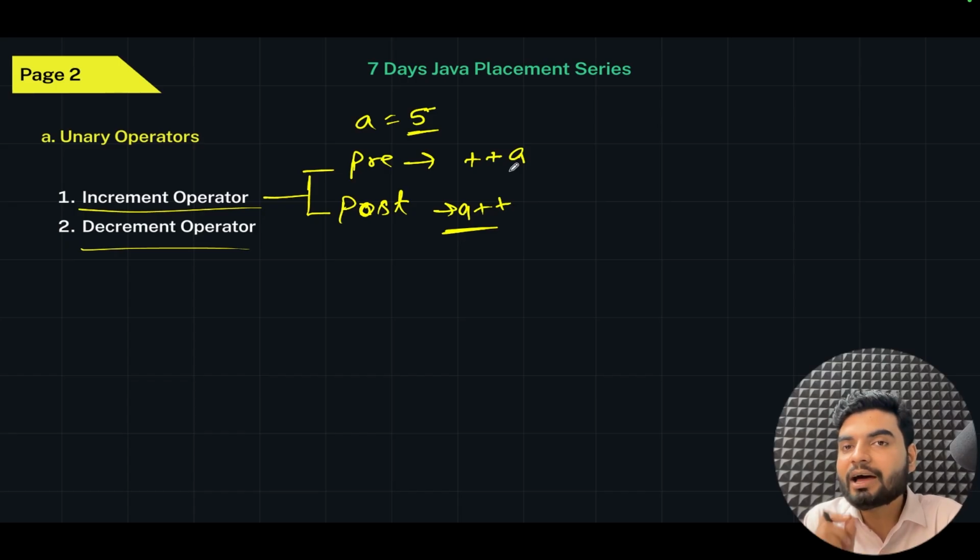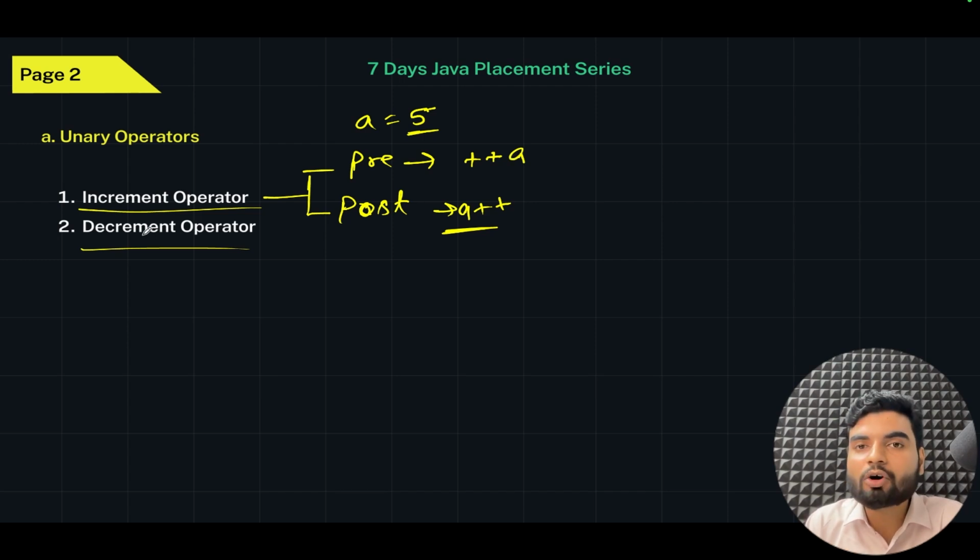So if I have a equals to 5 again, and I do system.out.println a plus plus, it will print 5, and in the next step if I print it again, then I'll get 6. Why? Because here we first utilize, then increment. Here first increment, then utilize. That's pre and post. We'll see the example also somewhere.